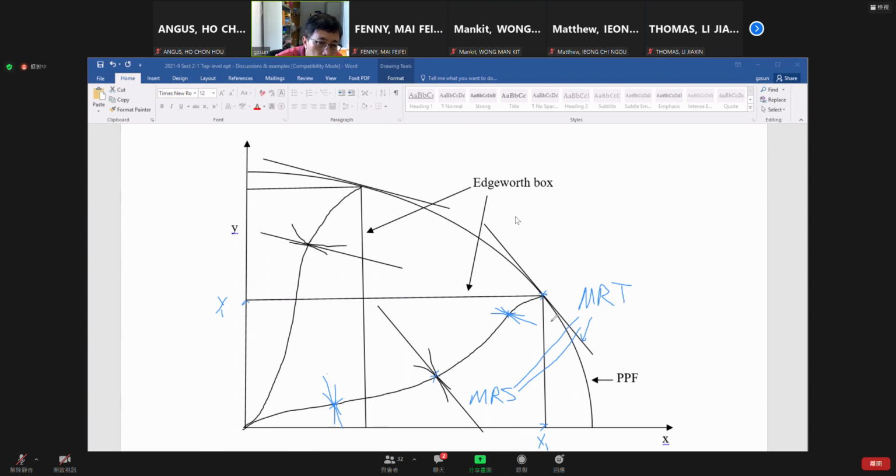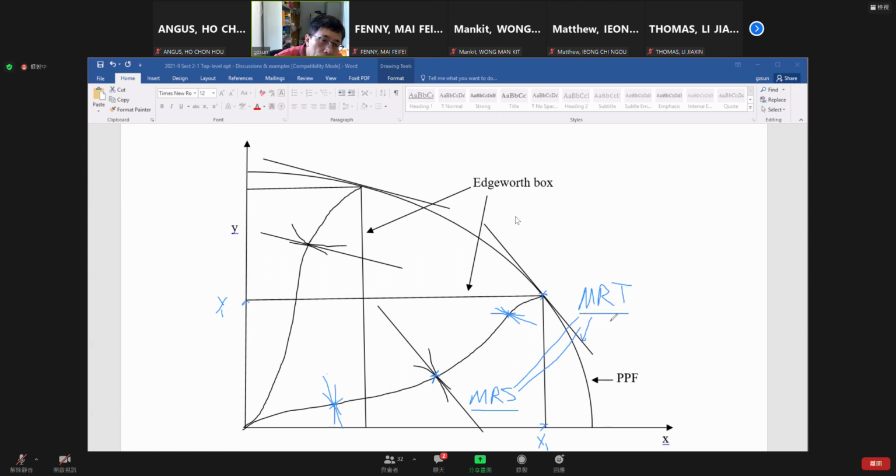Let me summarize further the discussion on the box. Each point along this curve is exchange optimal. This one is production optimal. When we put production optimal and exchange optimal together, we find only this point satisfies the top level optimal, because at this point the two numbers are the same, this number and this number.